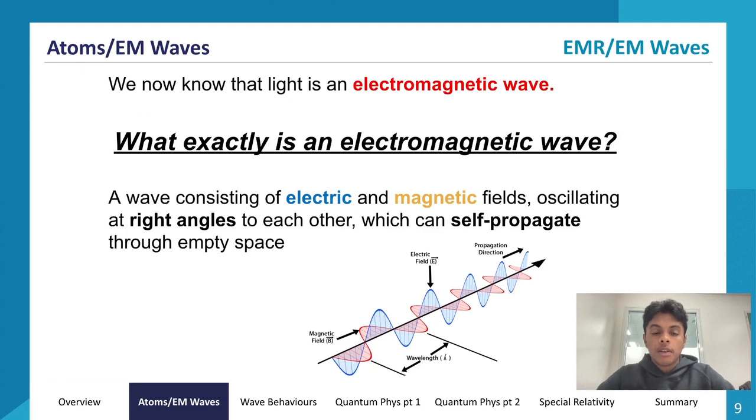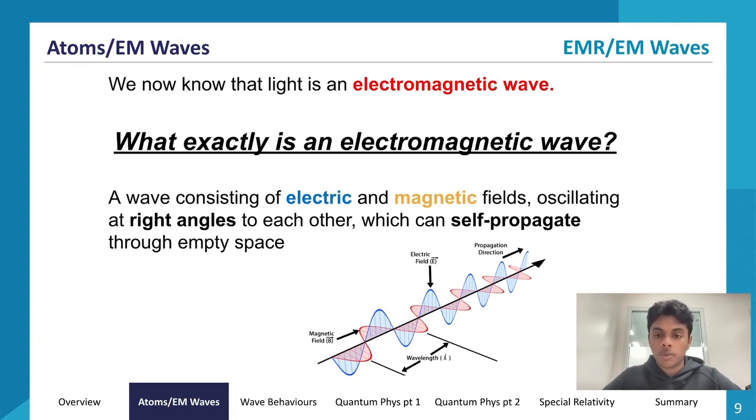We all know now that light is an electromagnetic wave, and you can see here that electromagnetic wave is in red, so you should be able to define it later on. But what exactly is an electromagnetic wave? How would we define it? An EM wave, or electromagnetic wave, is a wave consisting of electric and magnetic fields oscillating at right angles to one another, which can self-propagate through empty space. That is a good definition for an electromagnetic wave.